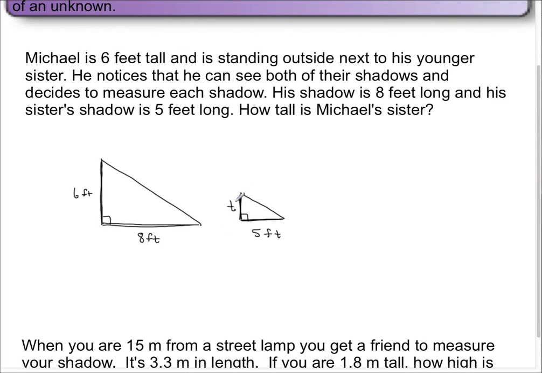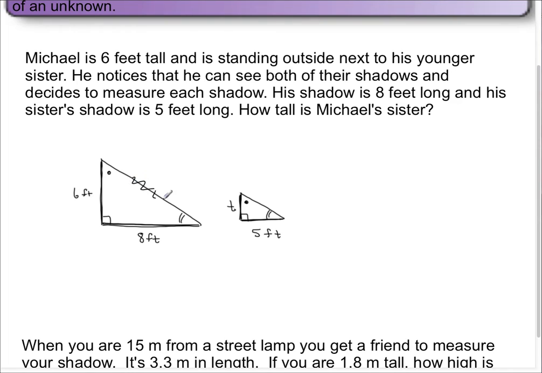A shadow is formed by the angle to the sun. If they're standing very close to each other, the angle up to the sun is exactly the same. And if you have two angles in a triangle the same, that makes the third one automatically the same, because all of them have to add to 180 degrees. So we've got two similar triangles here, and we can use that to find this T.